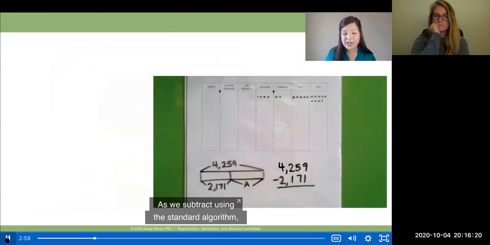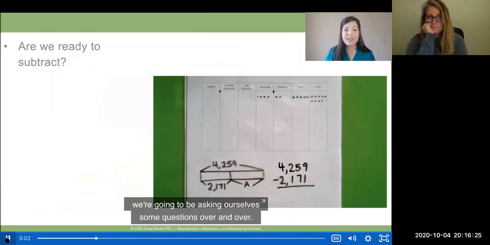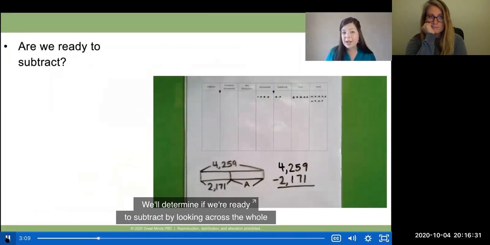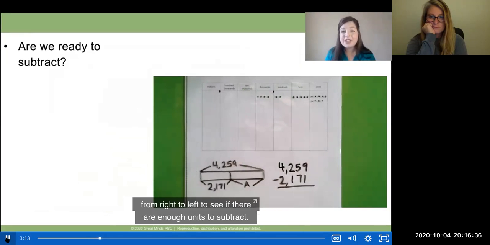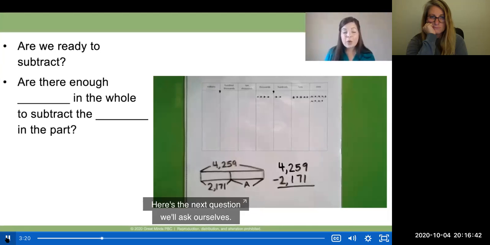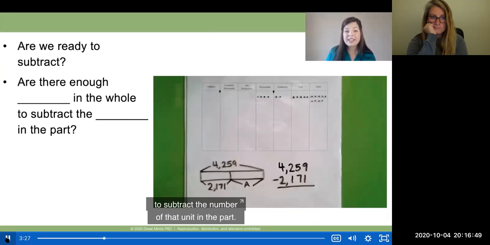To subtract using the standard algorithm, we're going to be asking ourselves some questions over and over. The first question is, are we ready to subtract? We'll determine if we're ready to subtract by looking across the whole from right to left to see if there are enough units to subtract. Here's the next question we'll ask ourselves. We'll look at each unit and ask ourselves if there are enough of that unit in the whole to subtract the number of that unit in the part.